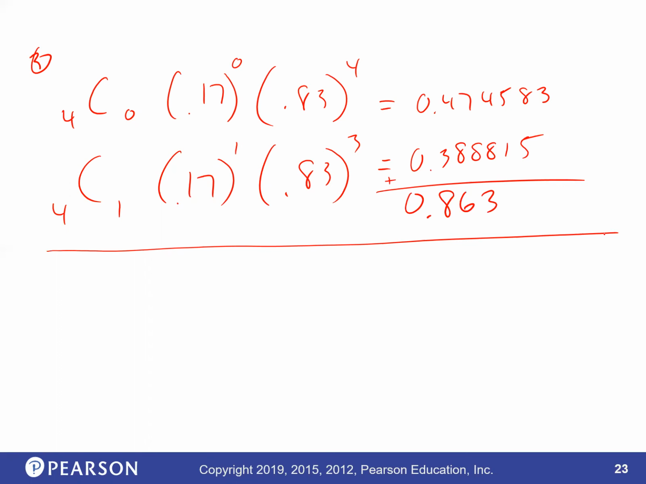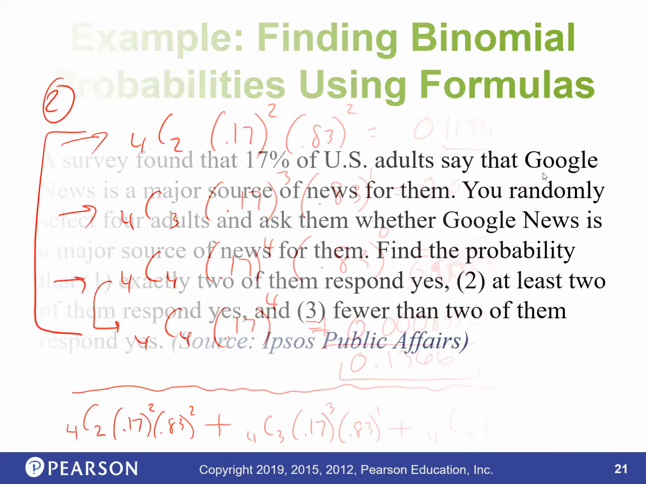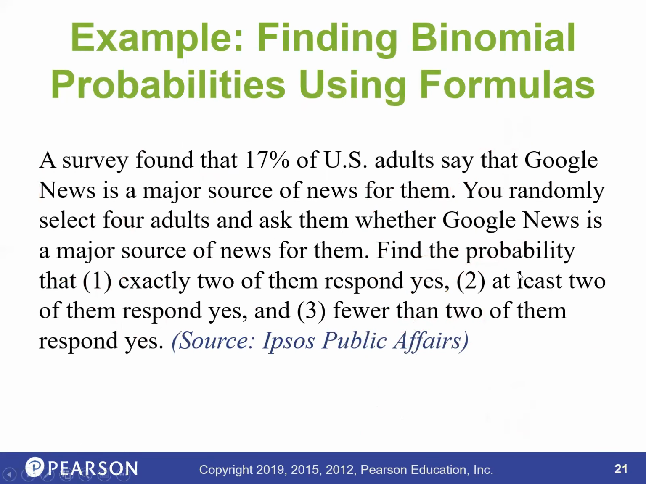You guys ready for this? Hold on. Let's talk about this. If we went over here, see this guy over here? Logic puzzle, you guys ready? For number two, remember, we said at least two of them responded yes, true? So that means 2 responded, 3 responded, 4 responded, right? Isn't this right here fewer than 2? Isn't that the complement of this one? I'll let that sink in.